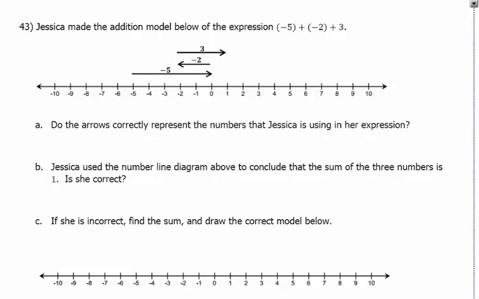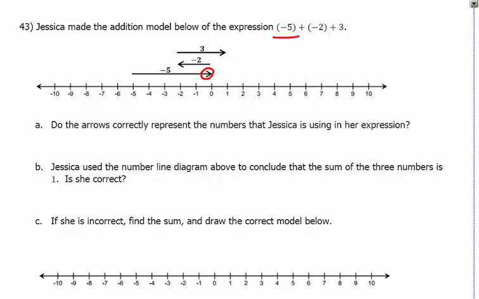Question 43, Jessica made the addition model to show negative 5 plus negative 2 plus 3. Do the arrows correctly resemble the numbers? So the first number is negative 5. That should be to the left, going from 0 to the left direction, 5 spaces. If you notice, this arrow points to the right.